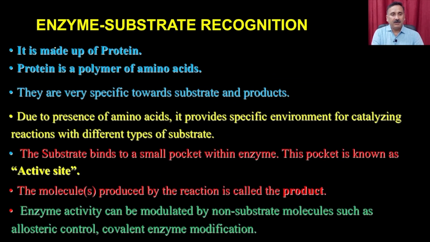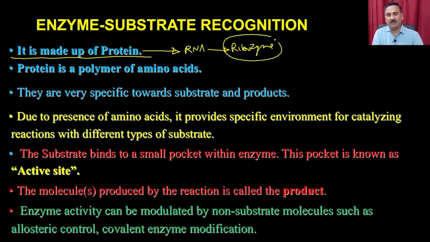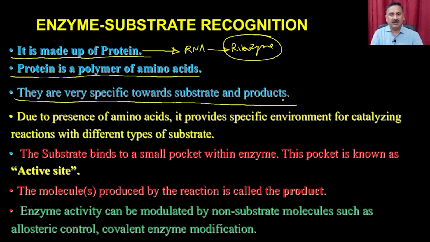So as we said in the past also, the enzyme is made up of protein. A minor fraction of the enzyme is also made up of RNA, which are called ribozymes. And we are not dealing with any discussion about this class of enzymes. Protein is a polymer of amino acids, and they are very specific towards the substrate and the product, right?